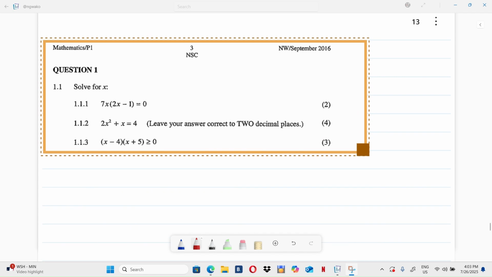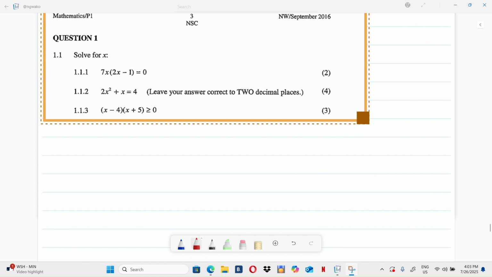This will be the September NSC. So we're looking at solving for x.